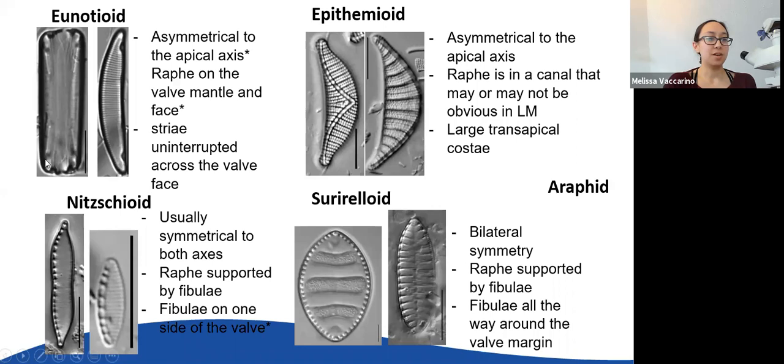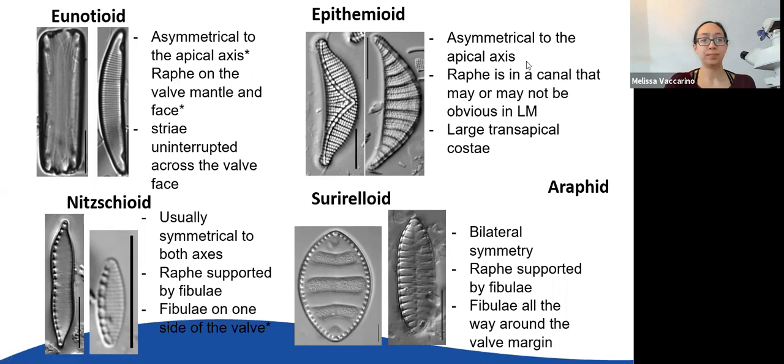Here's the diatom in girdle view. Hard to identify the species, but at least you can tell it's eunotioid because you can see the shortened raphe system. In the epithemioid, these are also asymmetrical to the apical axis, and the raphe is in a canal that may or may not be obvious in the light microscope. So in this one, here's the canal and the raphe is located through here. And on this one, it's a little less obvious, but the raphe is located through here. For epithemioids, when I see them, I tend to think they're kind of boat-shaped.